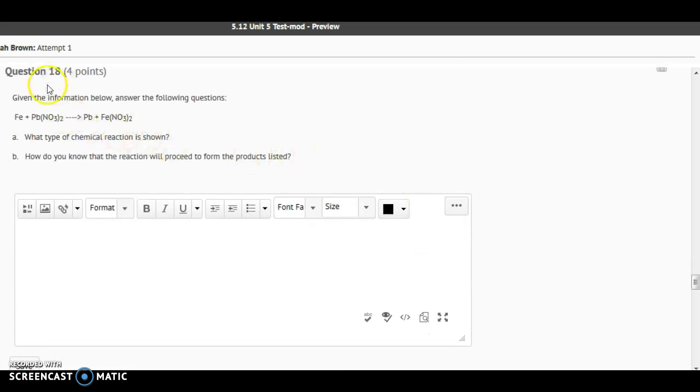Question 18 is a short answer question. Given the information below, answer the following questions. The reaction is Fe plus PbNO3 yields Pb plus FeNO3. A, what type of chemical reaction is shown? And B, how do you know that the reaction will proceed to form the products listed?